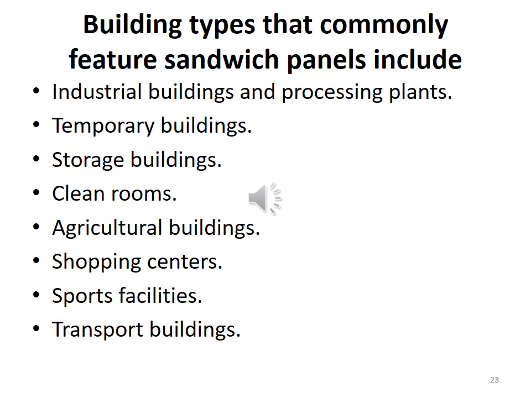Different types of buildings where sandwich panels are used for their construction. These buildings include industrial and processing plants, where different industrial processes are being carried out to manufacture different kinds of products. Similarly, construction of temporary buildings and storage rooms, the storage facilities. To construct these storerooms, which are temporarily used for different purposes, such as to store different kinds of belongings.